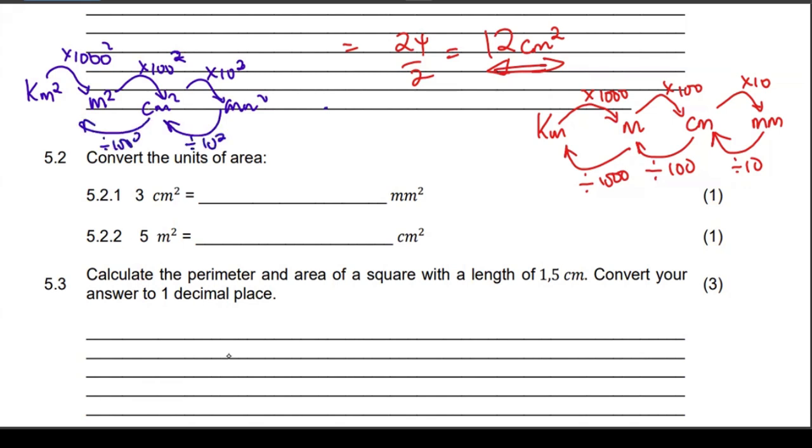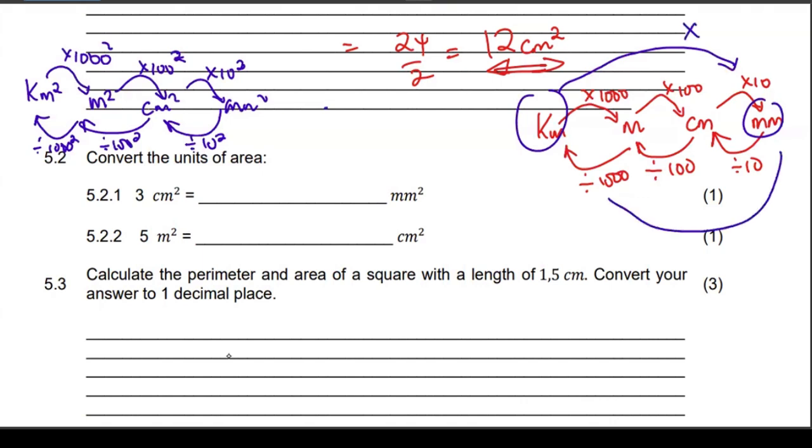Divide by 100 squared, then divide by 1,000 squared. Now we know that kilometer is the biggest unit, and then millimeter is going to be the smallest unit. When you're converting from a big unit to a small unit, you multiply. Small unit to a big unit, you divide.